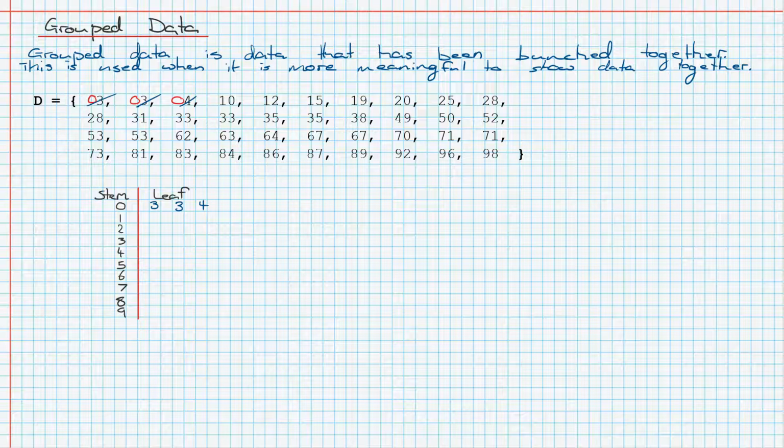Now the next one is 10. So we've got rid of the 1 there because that's represented here. And then I just need to drop in the 0 there. And we've got 12, 15, 19. So 12, 15, 19. And then we go to 20.